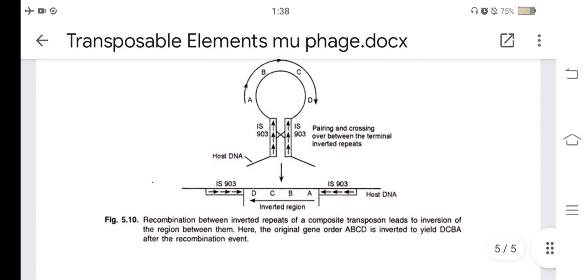Like this after recombination between inverted repeats of composite transposon that lead to inversion of the region between them.